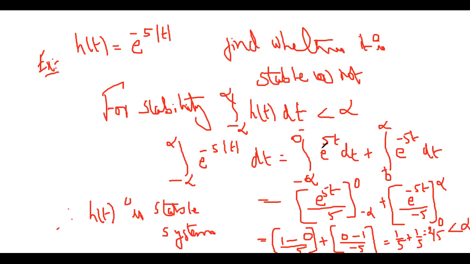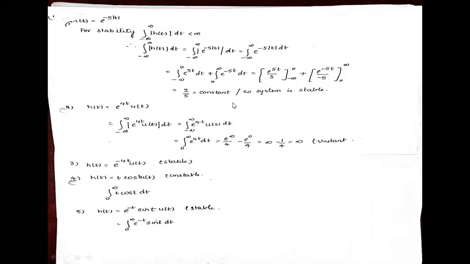Okay, my dear students, because the value we got for the stability condition is less than infinity. Because of the 2 by 5, the value is a finite value. Understood? So the 2 by 5 is a constant. So the system is stable.